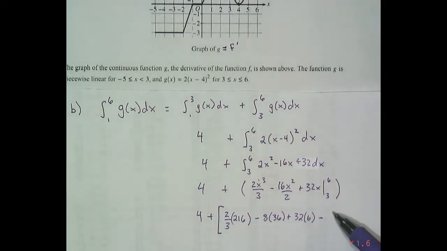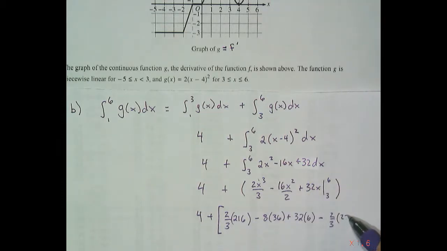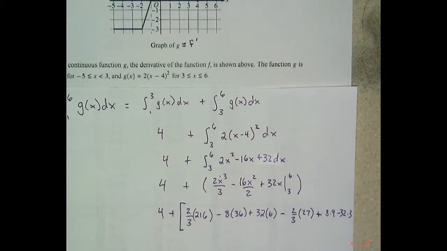Subtract 2/3 of 27. Subtract, now add 8 times 9, 8 times 9, and then subtract 32 times 3. That's starting to fall off the page. Okay. That's the numeric answer.